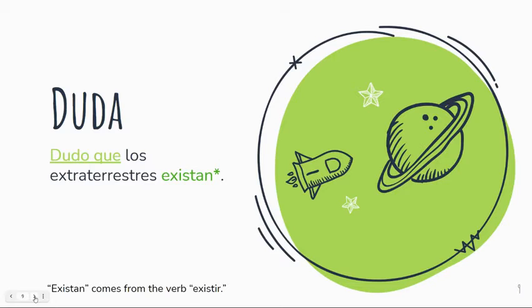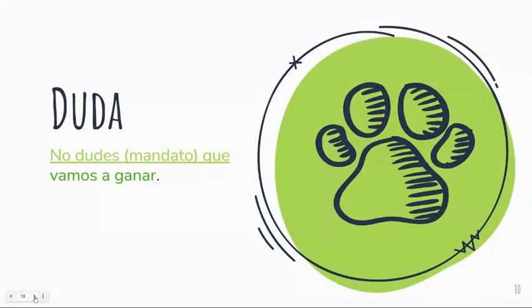If you were to say existen, you have spoken aliens into existence just by using the verb in one way or another. Be careful how you use the verbs if you're not talking about an objective reality. No dudes. Don't doubt this. This is a command. We're going to win. No dudes que vamos a ganar. It's true.